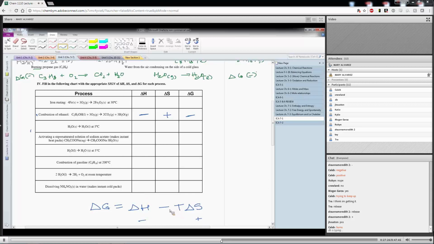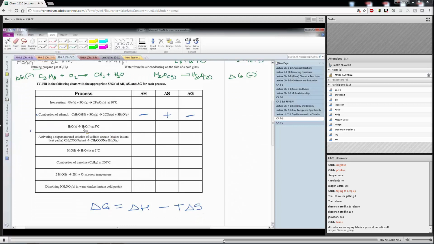I'm essentially subtracting a positive, so I'm becoming more negative. So I started out negative, I'm becoming more negative. So delta G is definitely, according to the laws of the universe, it has to be spontaneous based on what we know about delta H and delta S.